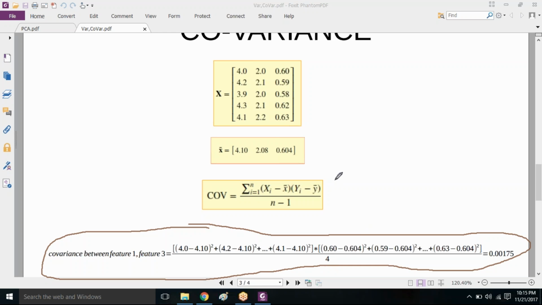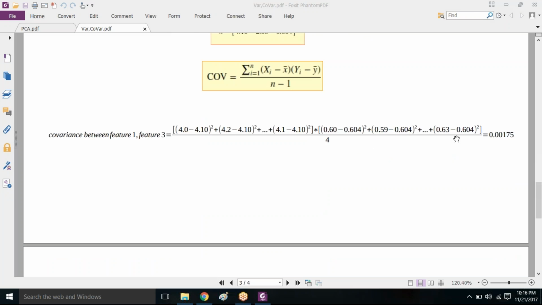See, this is the covariance between feature 1 and 3. So 4 minus this one, plus 4.2 minus this one, 3.9 minus this one, 4.3, then this. Then 0.6 minus this one, 5.9 this one. So it goes like that, and then you calculate. Why divide by 4? It should be 5, no? Divide by 4 or divide by 5, anything. This n, some people use n minus 1, some people use n.